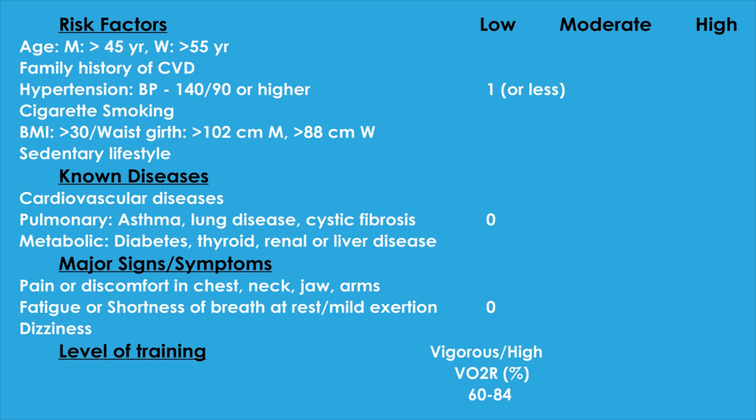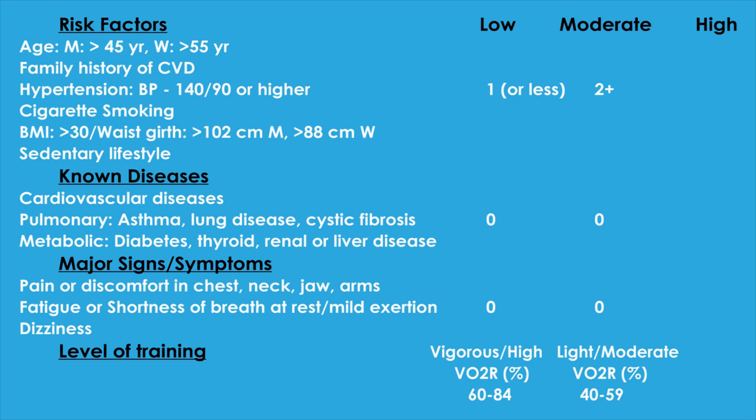A person is considered at moderate risk where there are 2 or more cardiovascular disease risks, but no signs, symptoms, or diagnosis of cardiovascular, pulmonary, or metabolic diseases. A person at this level may participate in aerobic physical activity or exercise at a light or moderate intensity level.